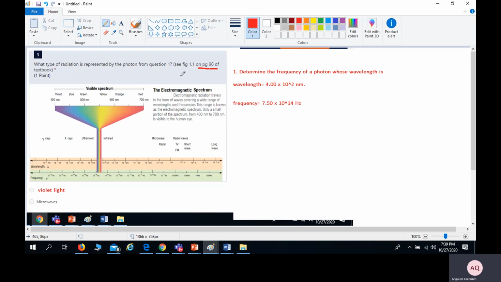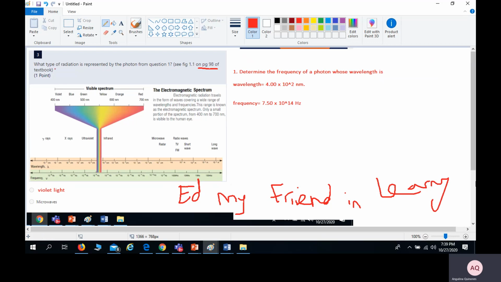By the way, the textbook, you can find it online in ClassLink. So if you go to the app, Ed, My Friend, and Learning, you get it. That's the textbook.